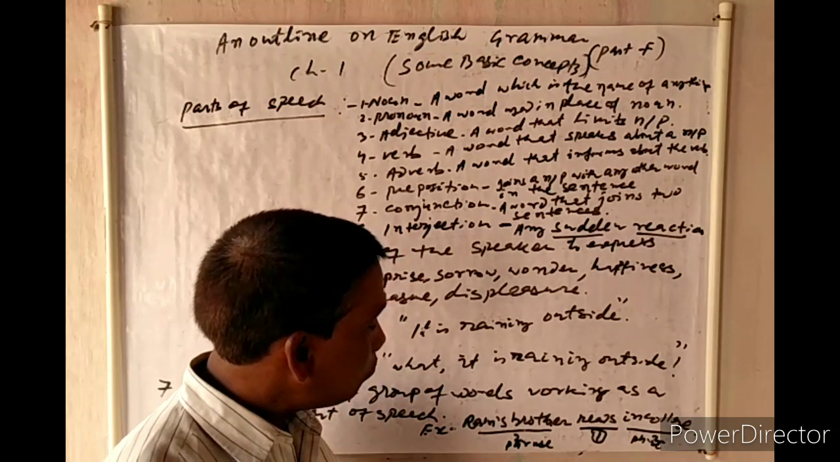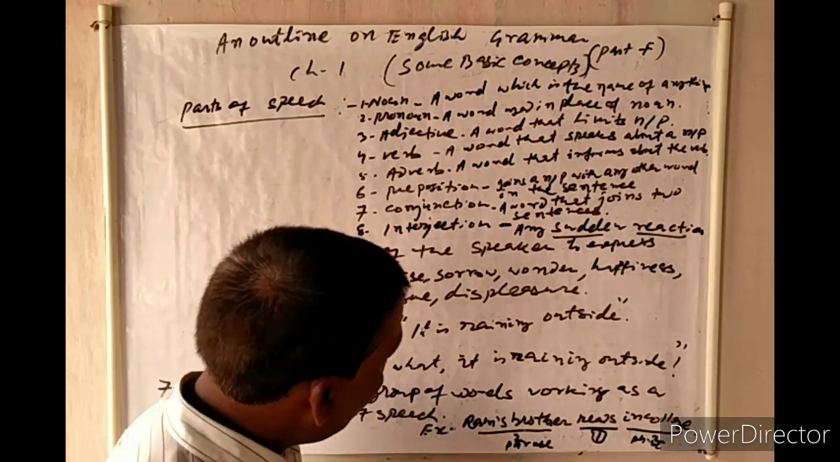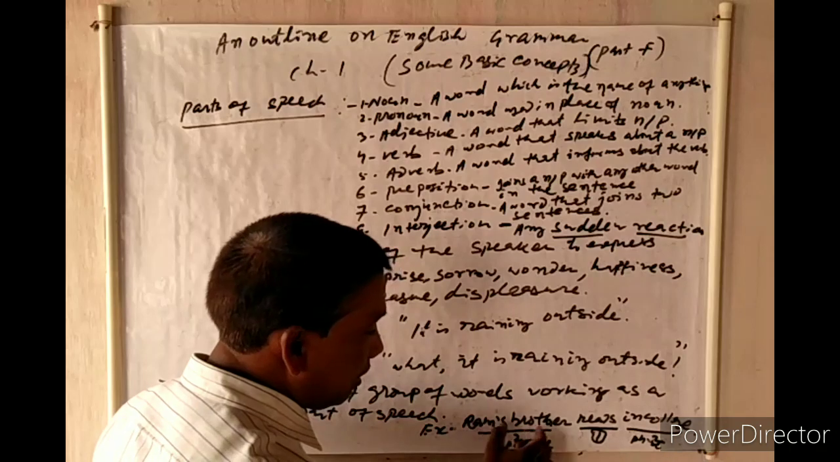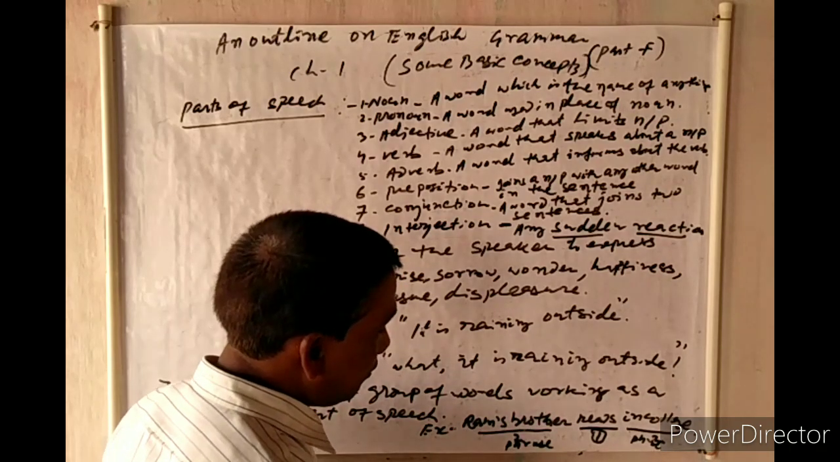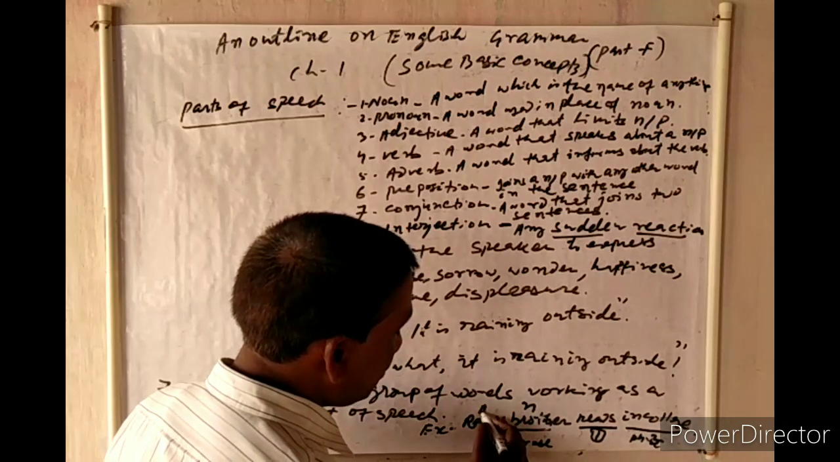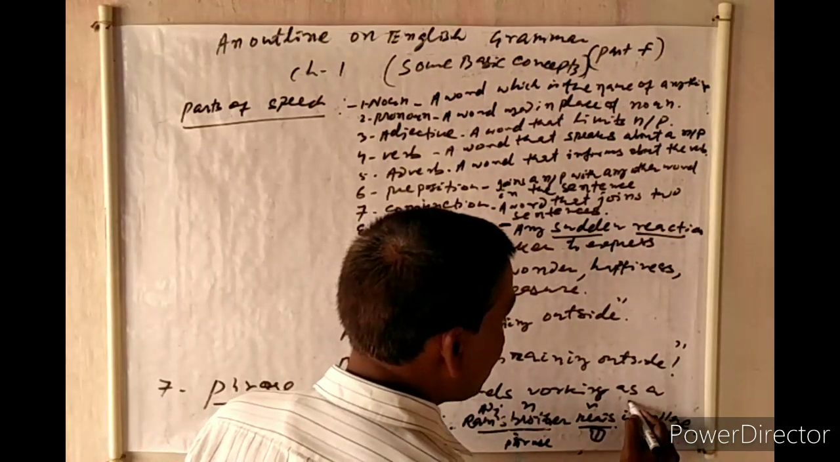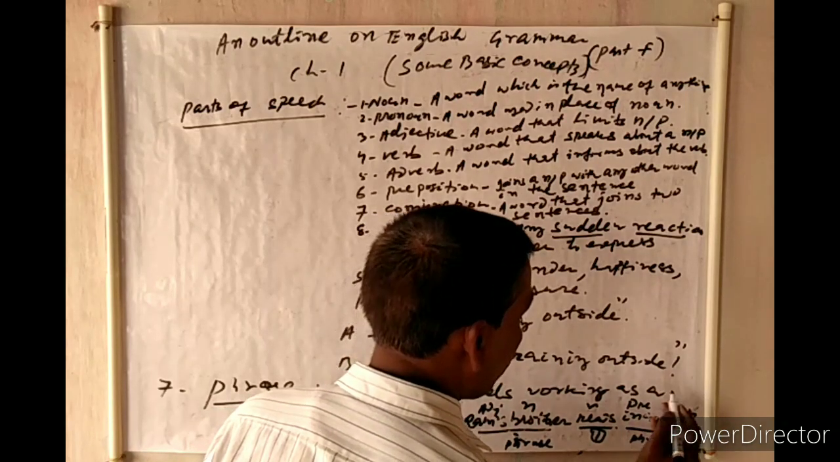Suppose I want to consider how these words have been used in the sentence. Ram's, this word limits the word brother. Brother is a noun. This is a noun word. This is an adjective word. This is a verb word. This is a preposition word. And this is a noun word.